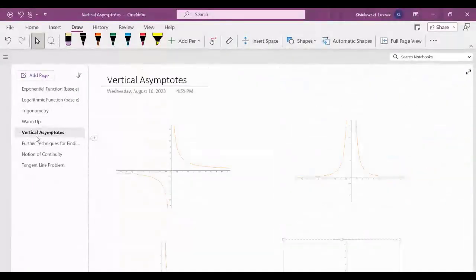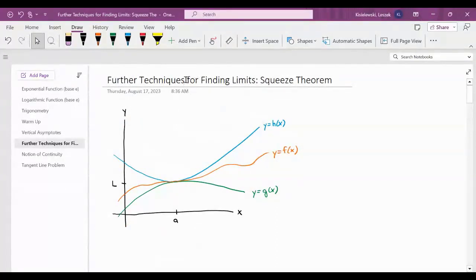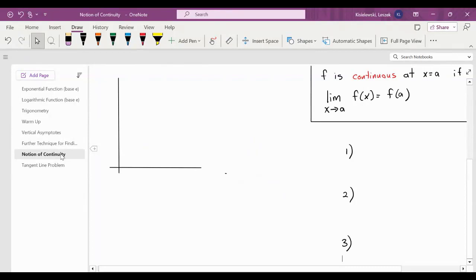But seriously, the agenda today is where Elliot left off yesterday. We're going to look at vertical asymptotes. We're going to look at a further technique for finding a limit, namely the squeeze theorem. It's just one technique, so I'm not sure why I used the plural. Okay. And once we look at vertical asymptotes and the squeeze theorem, we can briefly talk about this important notion of continuity that you'll be tested on in first semester calculus.